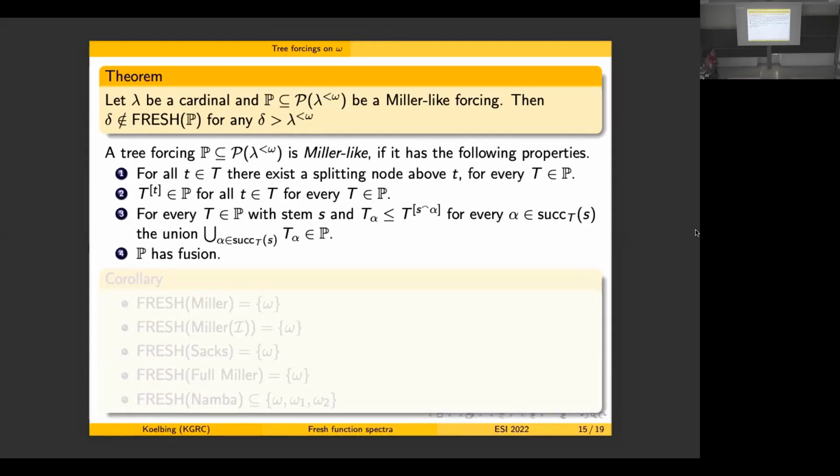If we take a condition in the forcing and a node, and we restrict the condition to this node, then it is again a condition. And this third point is a bit more complicated. If we take the stem of the tree, and for every successor of the stem, we take the restriction to this node, and we take some stronger condition than the restriction, so we can thin out every part of the tree above the stem, and then we take the union of all these restrictions, then we get again a condition. And the forcing has the fusion property.